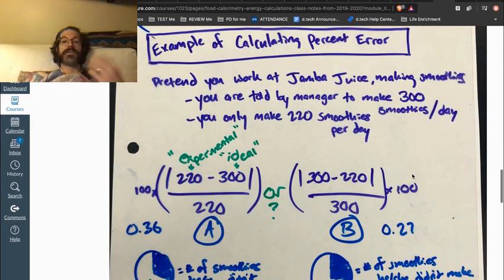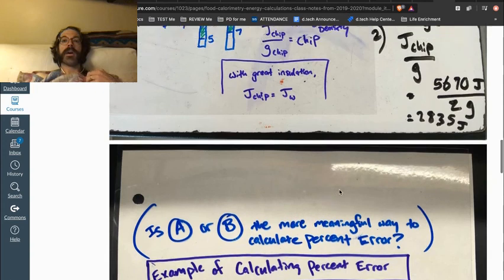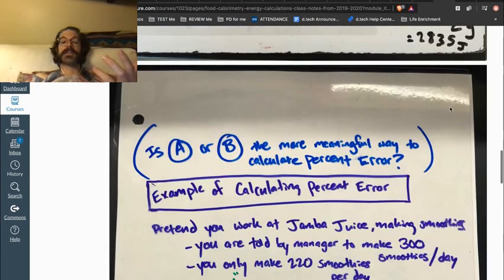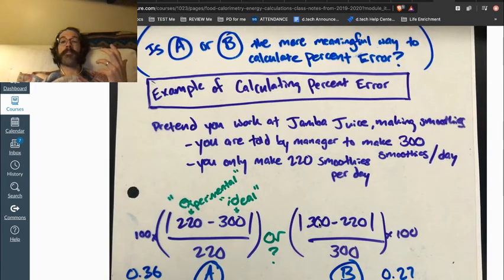And then when you do this, you say, okay, energy density of a Dorito according to the chip bag. Energy density of the Dorito according to my calculations. Find the absolute value. And then divide that whole difference by the energy density according to the chip bag, once again. And that will tell you how much my experimental number was off or different from what the bag said I was supposed to get.